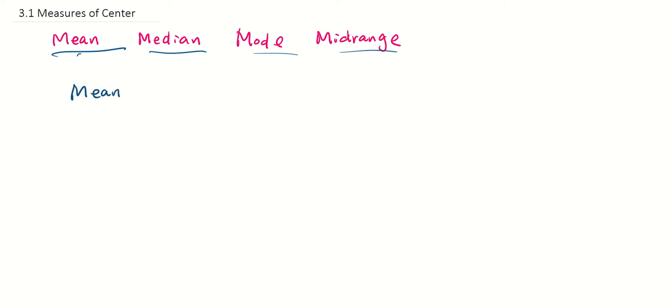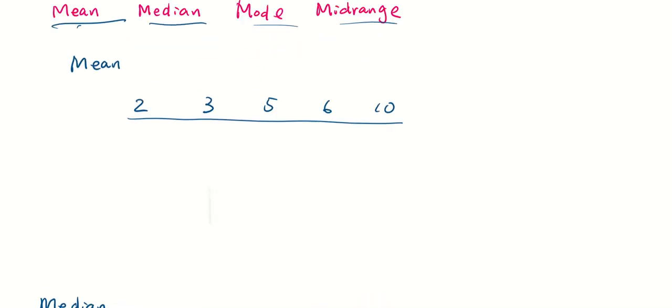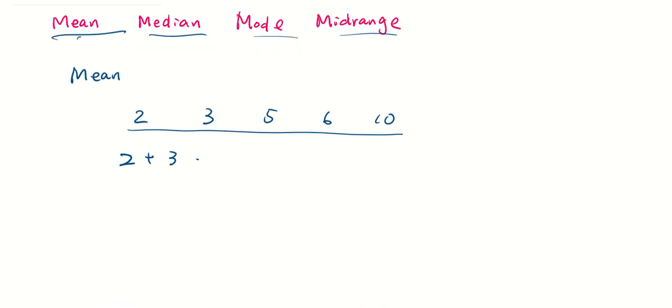Okay, what is the mean? So say I have a set of data: 2, 3, 5, 6, 10, for example, and I want to find the mean of this set of data. What you will do is add up all the numbers and divide it by the number of data values. So in this case, it will be 2 plus 3 plus 5 plus 6 plus 10, divided by how many values do I have? 1, 2, 3, 4, 5.